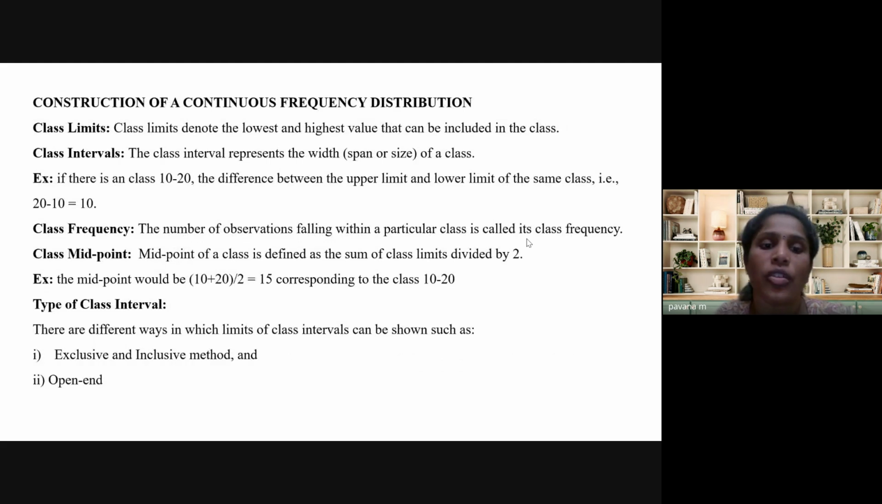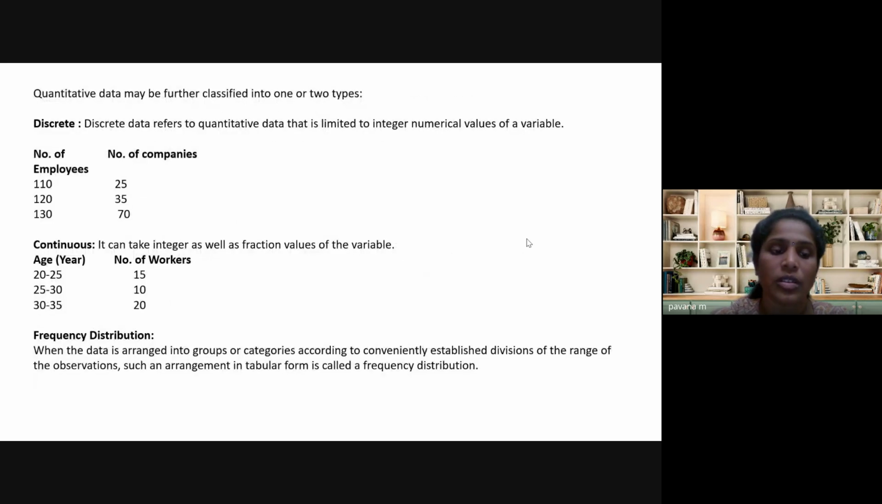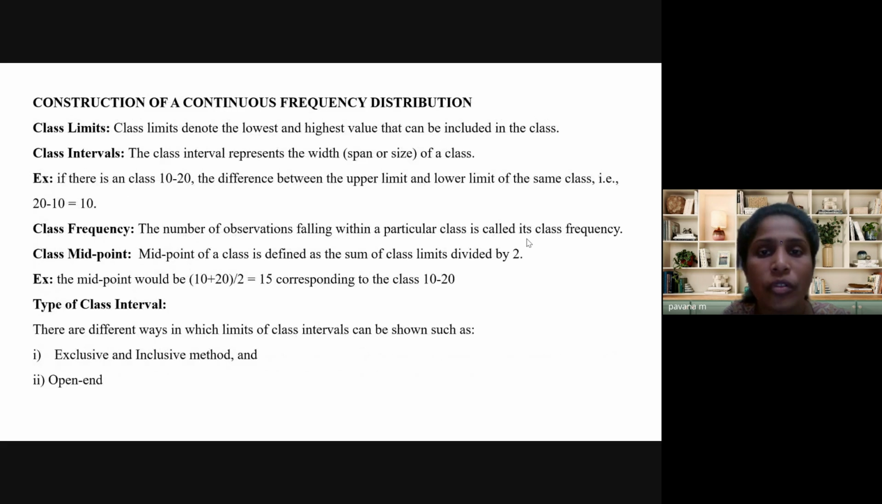And next, construction of a continuous frequency distribution. As we discussed, the last example is a continuous frequency distribution: 20 to 25, 25 to 30, 30 to 35. Here we are not taking single numbers, we are taking intervals. For constructing this type of data, what are the main definitions we have to consider? First, class limit. Class limit denotes the lower and higher values that can be included in the class. Suppose 25 to 30: 25 is the lower value and 30 is the higher value. These are the class limits.